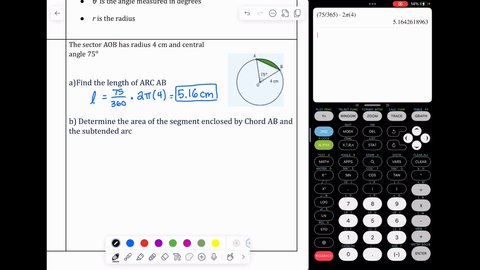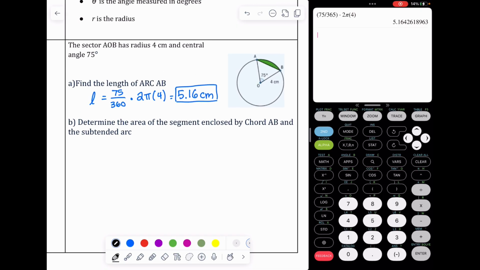So we've got now a new problem here. Determine the area of the segment enclosed by chord AB. A chord is just a name for a line whose ends are on the edge of a circle, but it's not necessarily going through the center like the diameter would. So we've got a chord here, and we need to determine the area of the segment enclosed. So we're only looking at this part here.